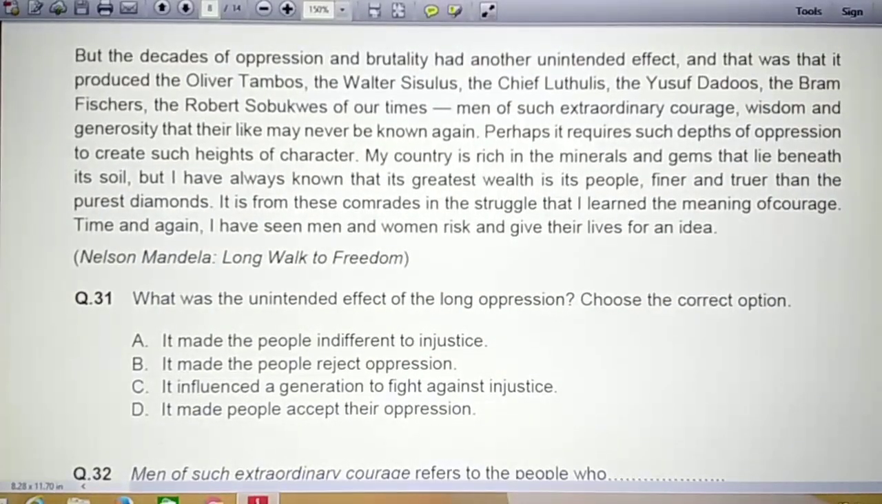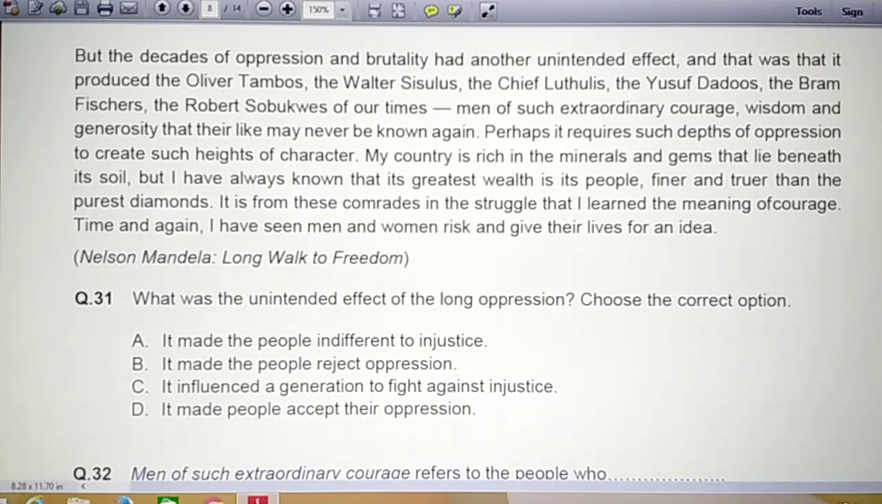But the decades of oppression and brutality had another unintended effect, and that was that it produced the Oliver Tambos, the Walter Sisulu, the Chief Luthulis and Yusuf Dadoos and Bram Fischers, the Robert Sobukwe of our times, men of such extraordinary courage, wisdom and generosity that their like may never be known again. Perhaps it requires such depths of oppression to create such heights of character. Very important lines. My country is rich in the minerals and gems that lie beneath its soil, but I have always known that its greatest wealth is its people, finer and truer than the purest diamonds.